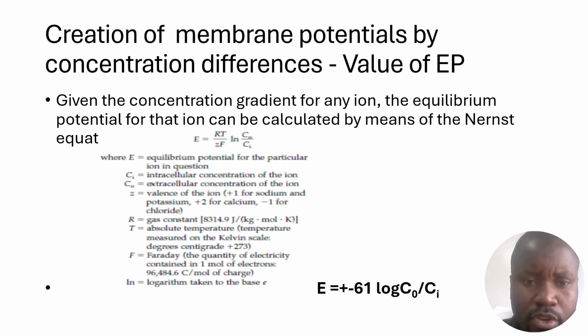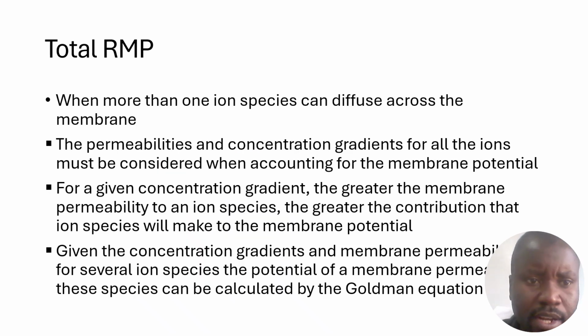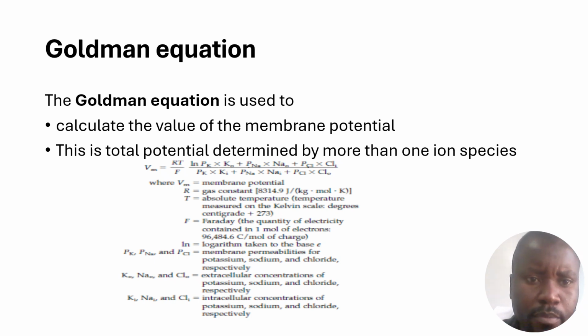Using the Nernst equation, you are able to calculate the equilibrium potential, and then the total resting membrane potential is calculated from everything else using the Goldman equation, and that's the end. Then we will look at action potentials and graded potentials, the changes in the resting membrane potential. See you in the next lecture.